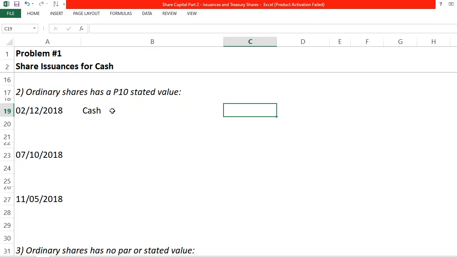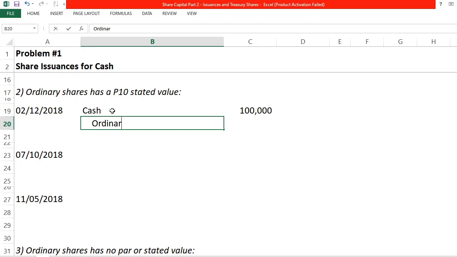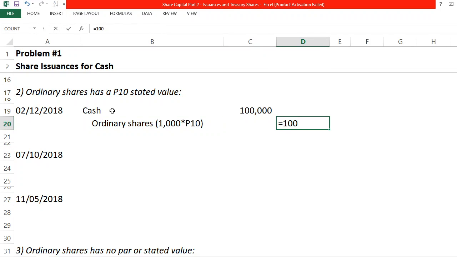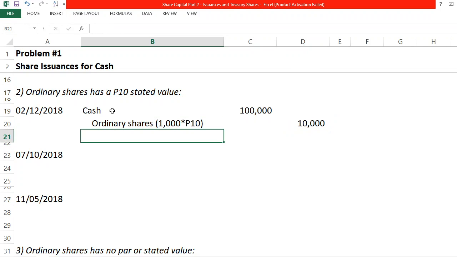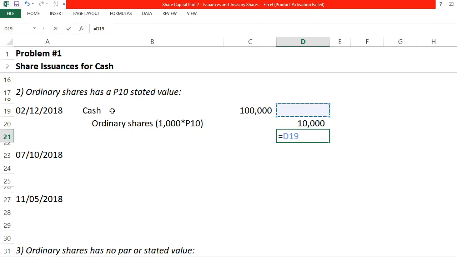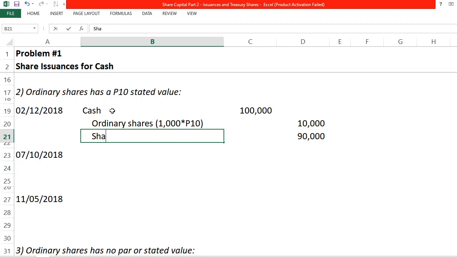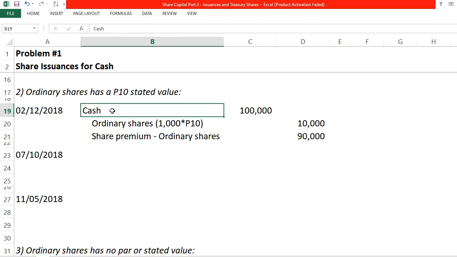That's again debit cash of 100,000 for February 12, credit ordinary shares, that was 1,000 shares, right? Times 10 peso na stated value, and that is 10,000. Okay, ang laki ng excess, 90,000, and that will go to our share premium ordinary shares. This is the alternative approach.